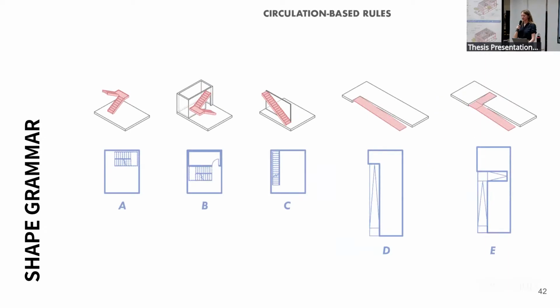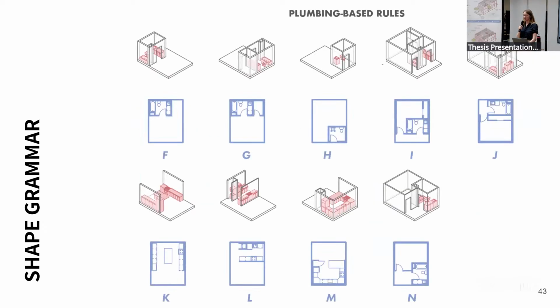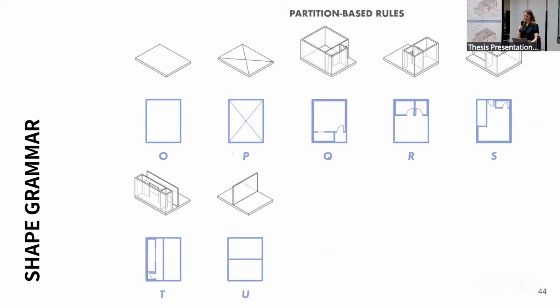In developing these plans, I went through many iterations and can just condense them into 21 different plan components, which will be called rules based on shape grammar. Firstly are the circulation-based rules defining vertical circulation with stair and ramp options. Next are the plumbing-based rules defining kitchens and restrooms. And lastly are partition-based rules, which define enclosed program elements like bedrooms, closets, and offices.